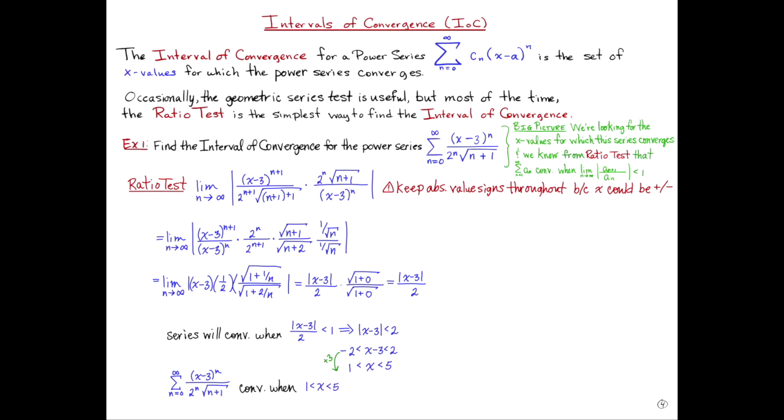But think back to the ratio test. When the limit as n approaches infinity of the absolute value of a sub n plus 1 over a sub n is equal to 1, the ratio test is inconclusive. In other words, when x is equal to 1 and when x is equal to 5, this limit is going to equal 1. And so to determine if the series converges or diverges at the endpoints 1 and 5, we have to use other tests.